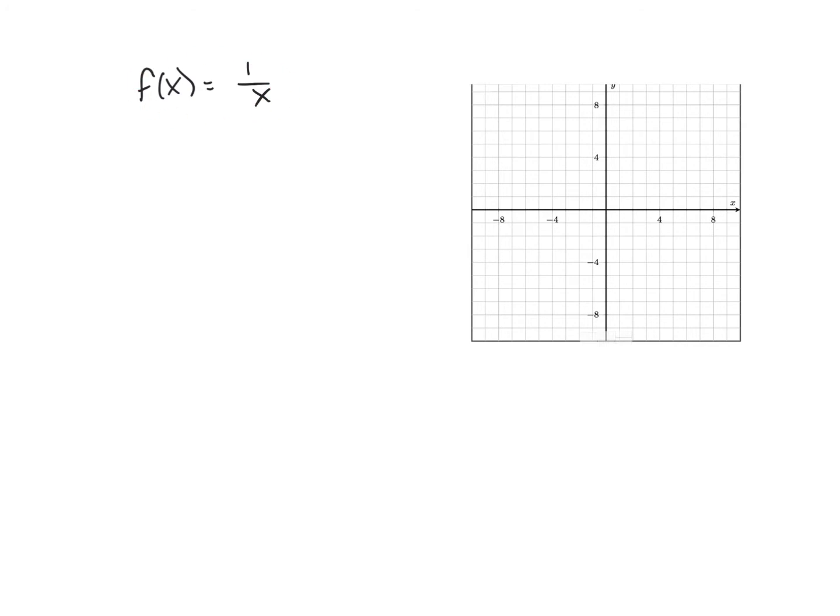Some features about this: we'll notice there's no k value moving us up or down, and no h value moving us side to side. So this means that my vertical asymptote is x is equal to 0, and my horizontal asymptote is y is equal to 0. Just a reminder, asymptotes are lines that we cannot cross, and we denote these on a graph with dashed lines. So my vertical asymptote running up and down at x is equal to 0 will look something like this, and my horizontal asymptote at y is equal to 0 will look something like this. So these are boundaries that we cannot cross.